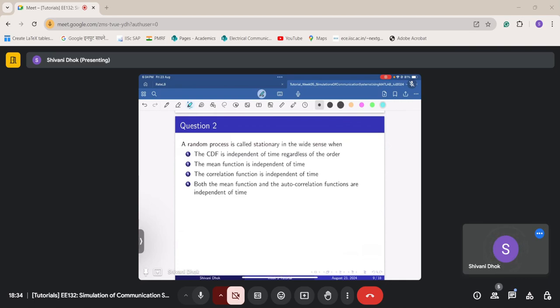Okay. So the next question says a random process is called stationary in the wide sense when: the first option is the CDF is independent of time regardless of the order. Second option is the mean function is independent of time. Third option is the correlation function is independent of time, and the fourth option is both the mean function and the autocorrelation function are independent of time. So if you observe here, this is not the definition of wide sense stationary.